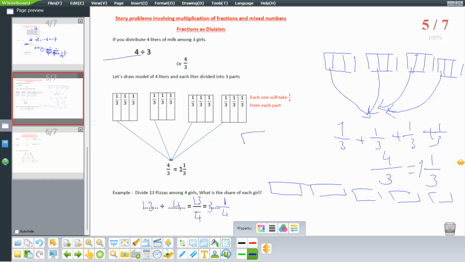Or we can divide 13 divided by 4. Table of 4: 4, 8, 12, 16. So it will be 3, and here 12, and the remainder is 1. So it will be 3 and a quarter.